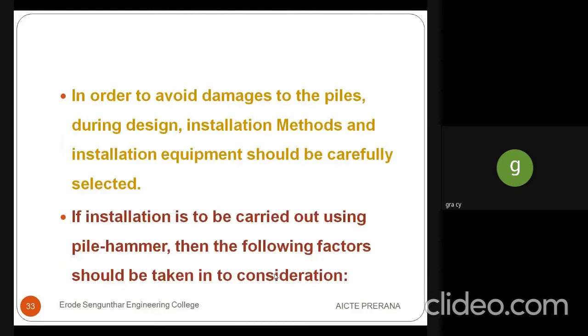In order to avoid damage to the piles, during design, installation methods and installation equipment should be carefully selected. If installation is to be carried out using pile hammer, then the following factors should be taken into consideration.